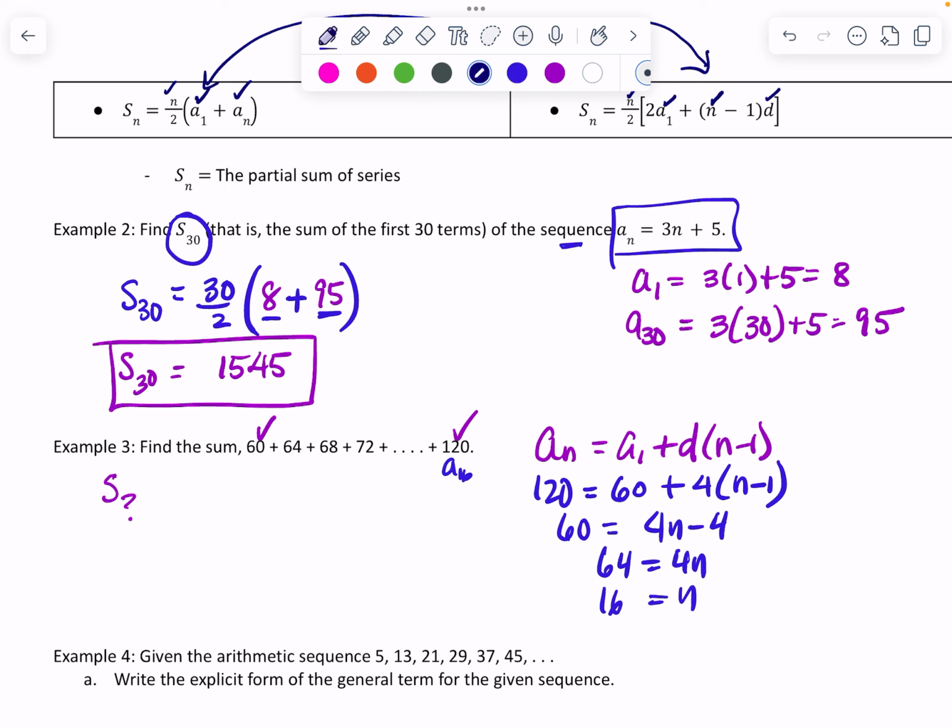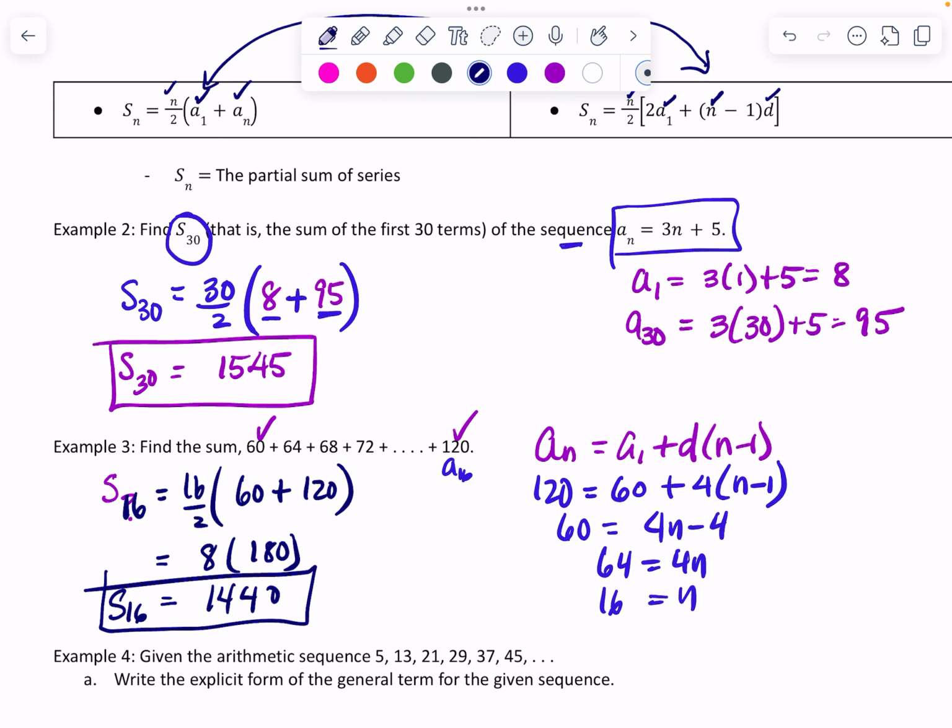So I have a much better understanding of it. So I know I'm trying to find the sum of the first 16 terms. So 16 divided by 2, do I know the first term? Yes. And do I know the last term? Yes. 8 times 180, 6144. So the sum of these 16 terms is 1440.